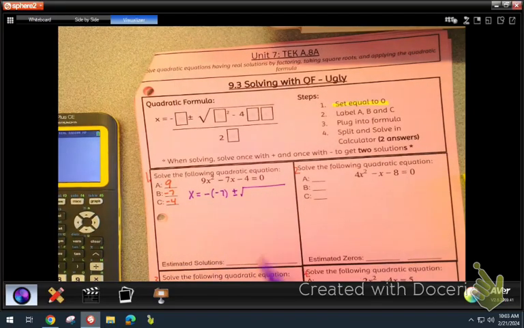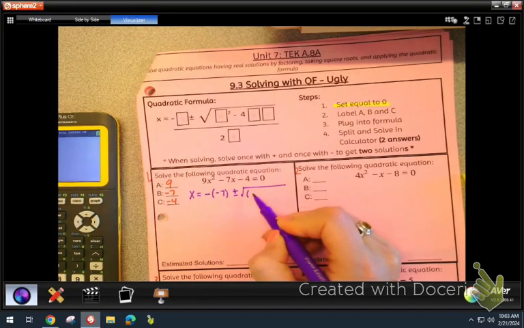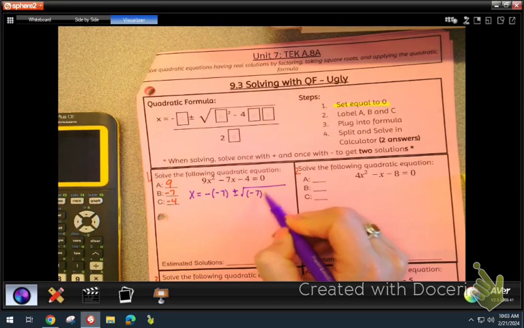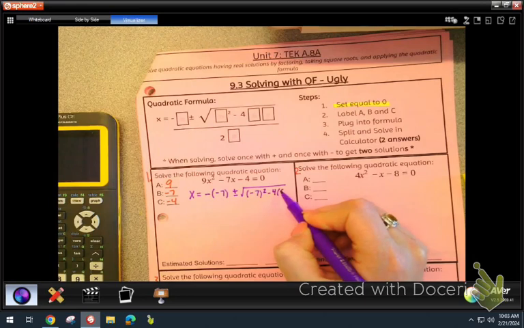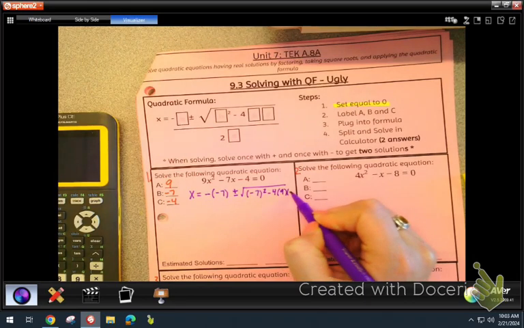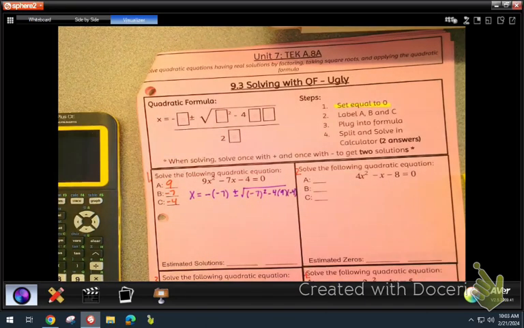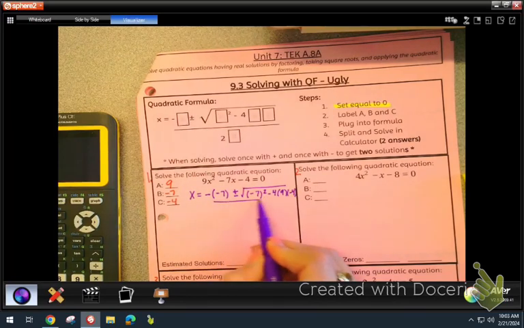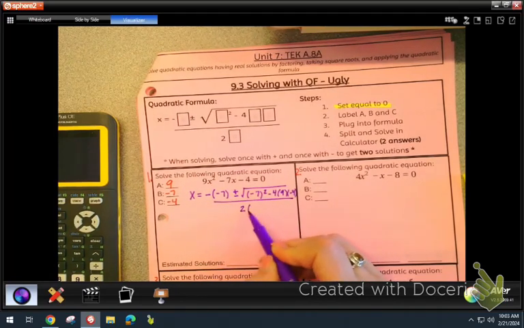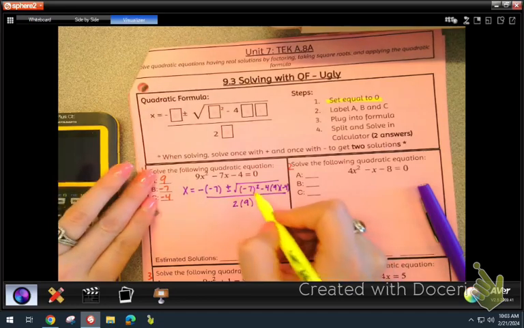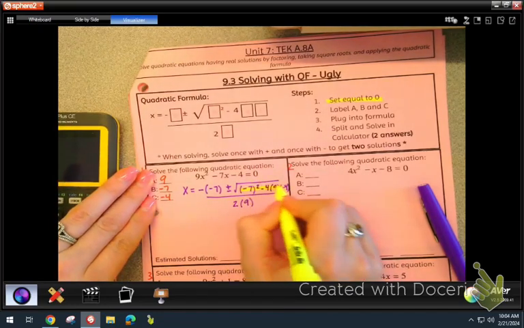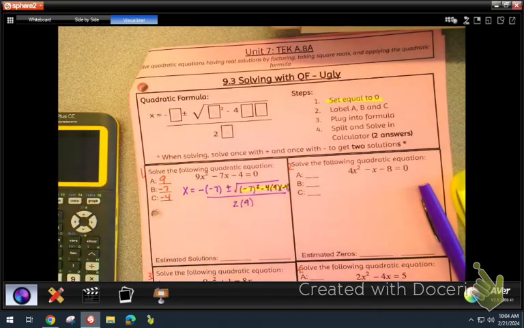Square root of... this is really important here, is getting this B squared, in parentheses with the exponent on the outside, minus 4 times A times C, all over 2A. I know it's a lot. It's a lot to write down. But we've got to get all those signs right. We've got to make sure that we type this right.